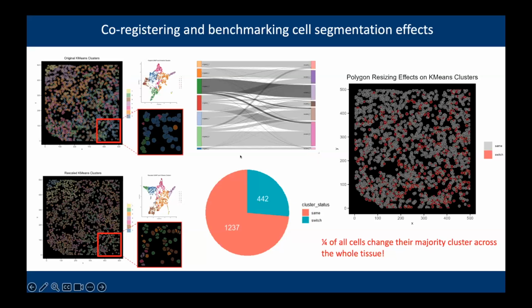Again, I'm not trying to make a point. I'm just trying to say, at least our platform allows you to do this kind of comparison and see how robust certain analyses are and what you can do to potentially improve it in the future.